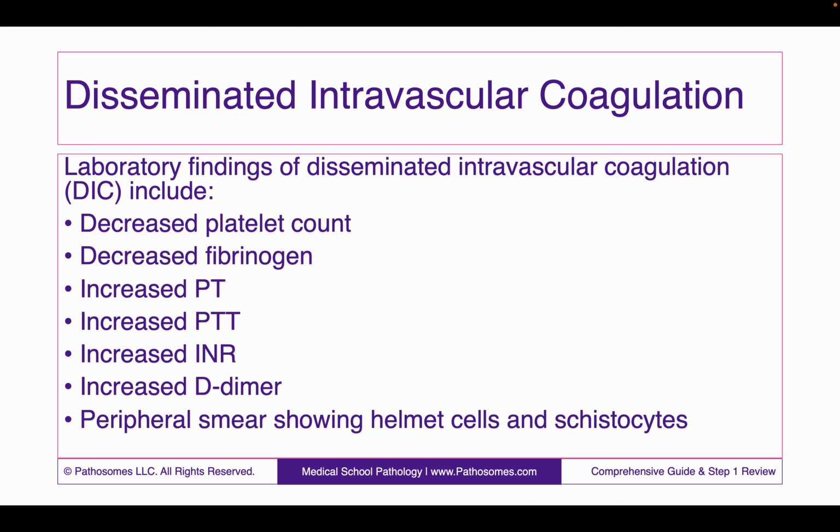Laboratory findings of DIC include decreased platelet count, decreased fibrinogen, increased PT, increased PTT, increased INR, and increased, importantly, D-dimer levels. If you have a peripheral smear that the pathologist is going to review on the report, you might see mention of helmet cells and schistocytes.